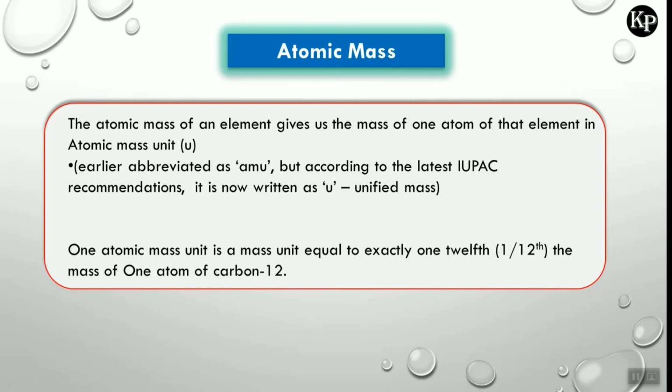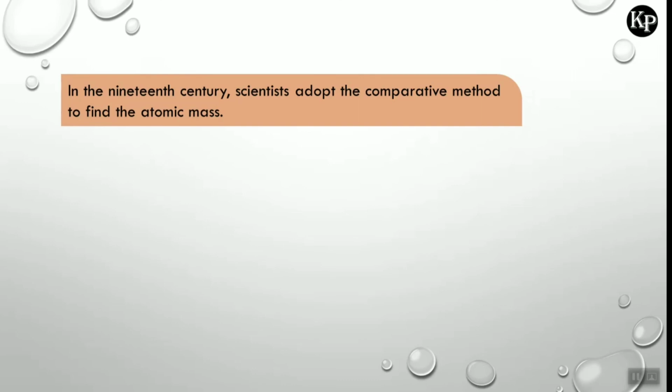Now atomic mass. The atomic mass of an element gives us the mass of one atom of that element in an atomic mass unit, that is u. Earlier the abbreviation was amu, atomic mass unit, but according to the latest IUPAC recommendation, it is now written as u, that is unified mass. One atomic mass unit is a mass equal to exactly 1/12 the mass of one atom of the carbon-12 isotope.